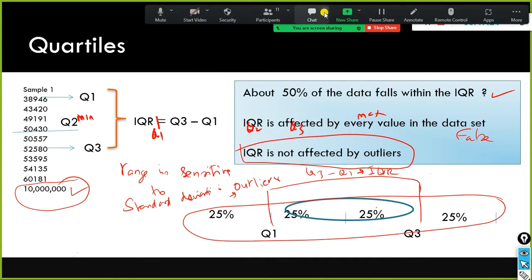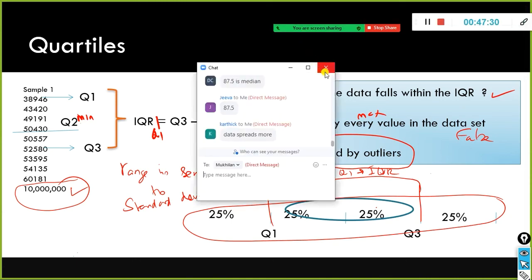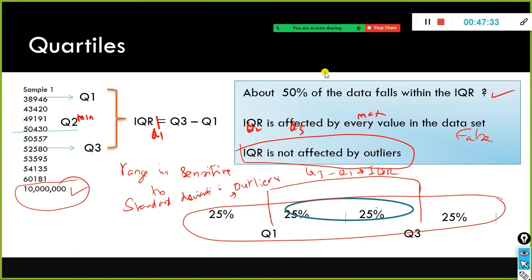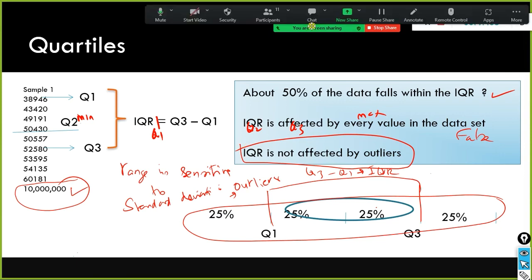Range is sensitive to outliers. Standard deviation is sensitive to outliers. Why? Yeah, the data spreads more, Karthik. Yes, right. So in this case, standard deviation is also sensitive to the outlier.